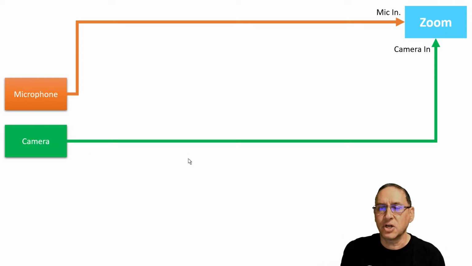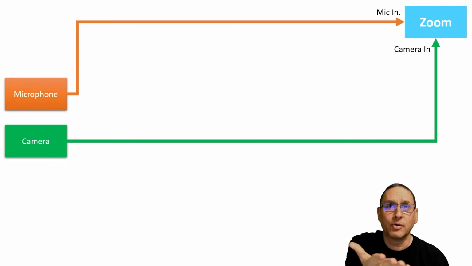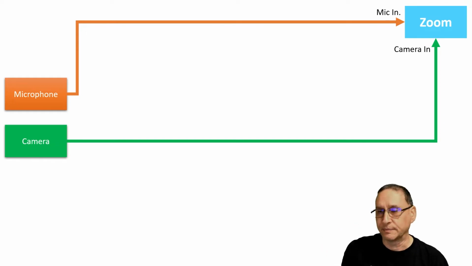Okay, so this is essentially how you typically would connect to Zoom. You have a microphone going into microphone input, and you have a camera going into your camera input into Zoom. And this is it, but it doesn't give you a lot of flexibility of bringing your PowerPoint in with you with the camera and doing things like what I'm doing right now, essentially live.